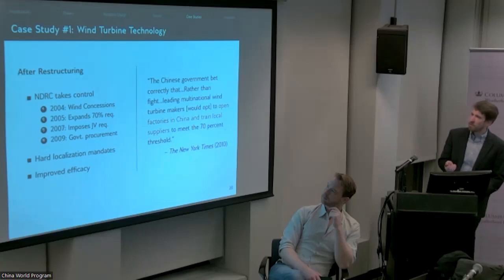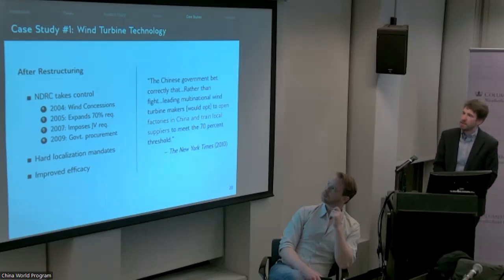So I think this quote from the New York Times nicely captures that. Basically what they say is that the Chinese government correctly bet that rather than fight local content requirements, leading multinational wind turbine makers would opt to open factories in China and train local suppliers to meet the 70% threshold.